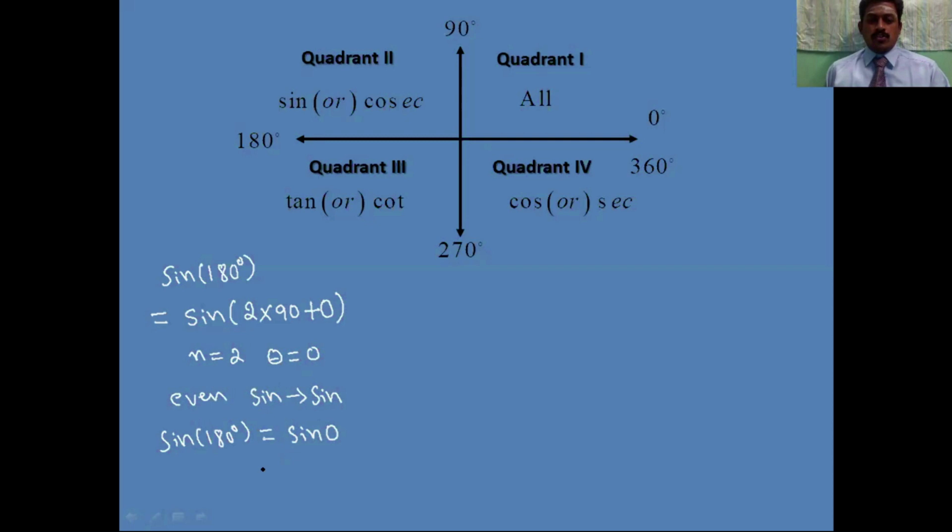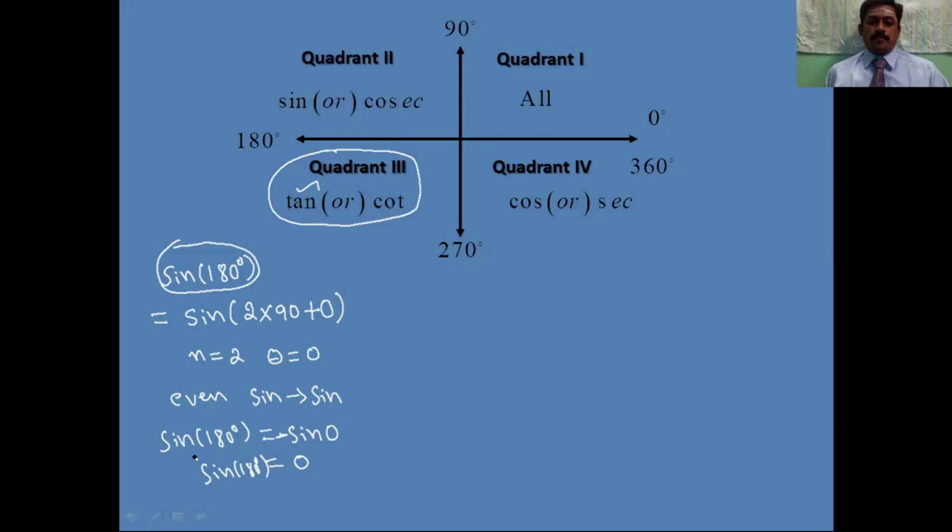So now we are going to check the symbol for this. So for that, 180 plus theta lies in the third quadrant. In the third quadrant, tan only is positive, but you are given sine, so therefore your sine is negative, so minus sine 0. So finally we will have sine 0 is 0, so the value of sine 180 is 0.